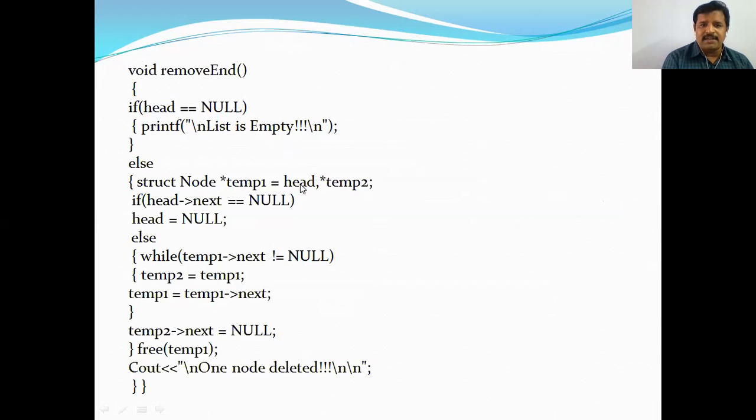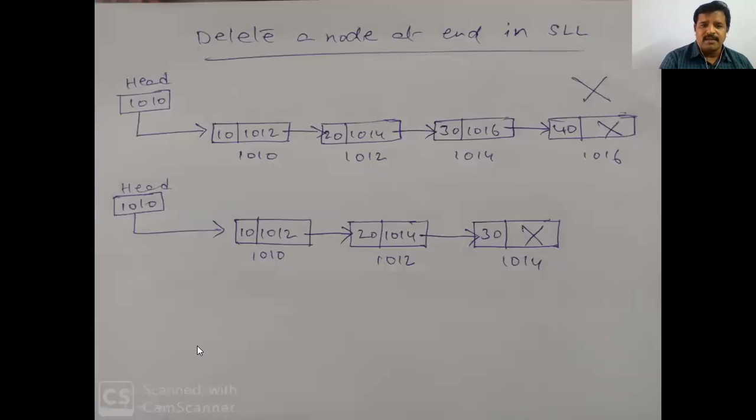That means the address of head is assigned to temp1. Suppose if head next equal to null, that means the list contains only one element, right? We can delete. Otherwise, while temp1 next not equal to null, that means we can compare the address part of all the nodes, and then if temp2 next equal to null, just free temp1, right?